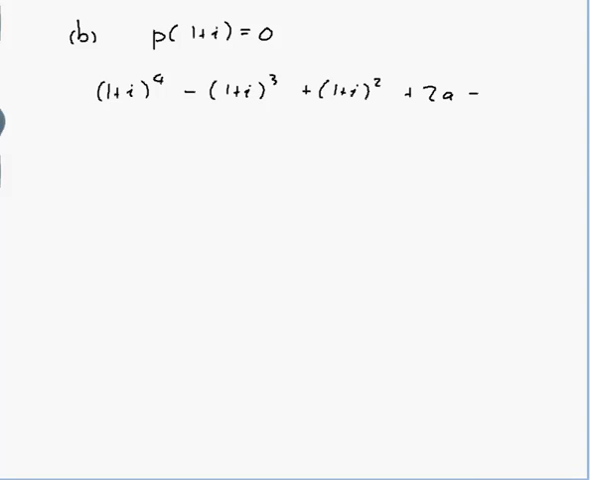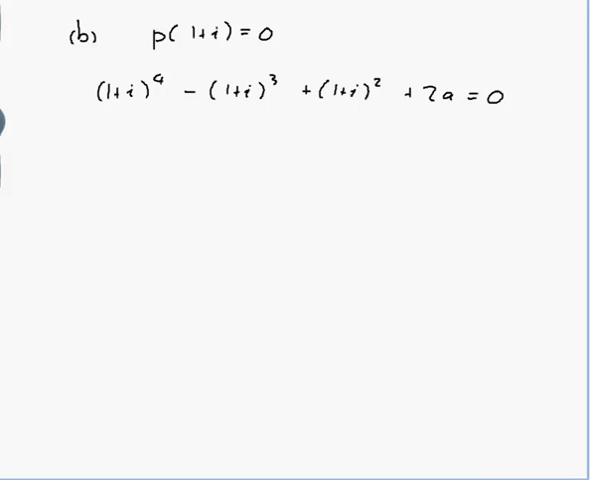So what did part B ask me? Find the value of A. Well, I know that P of 1 plus I is 0 because it's a zero of P. That's what it means for 1 plus I to be a zero of P. So when I substitute 1 plus I into the formula, I should get 0. So 1 plus I to the 4 minus 1 plus I cubed plus 1 plus I squared plus 2A should be 0.